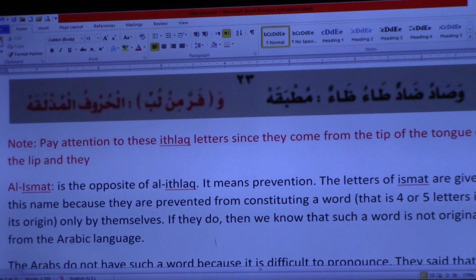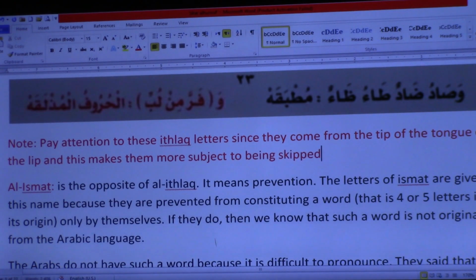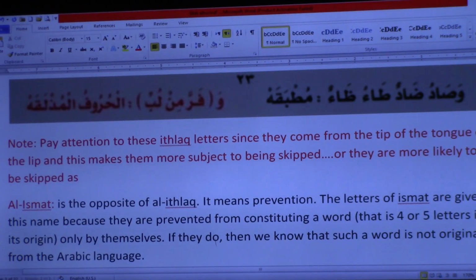Who can give me the sentence? Skip would be the best. Since they come from the tip of the tongue or the lip, this makes them more subject to being skipped. This is what I want to say. Do you understand, guys? Because they come from the tip, they are more likely to be skipped, as happens with some reciters.